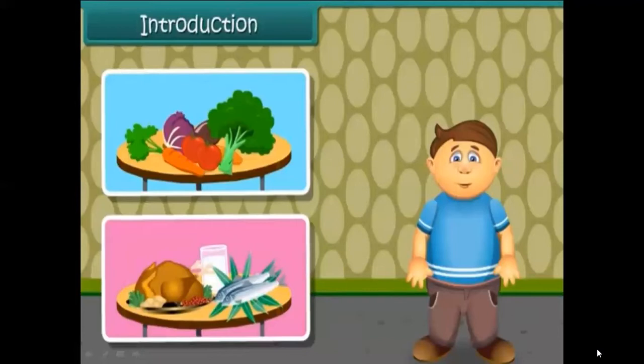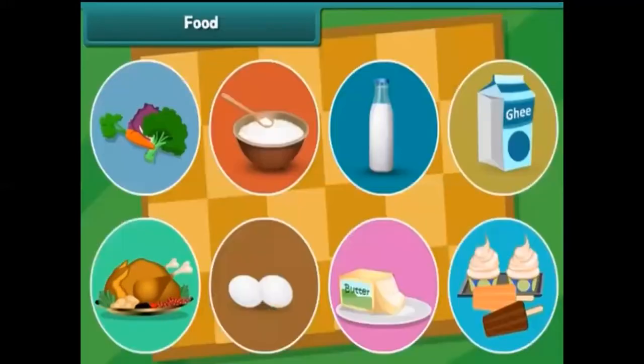Students, you have learned about the importance of food for human beings and other animals in the previous class. In the previous class, you have learned about different types of food obtained from plants and animals. These are the food items which we add in our day-to-day life.